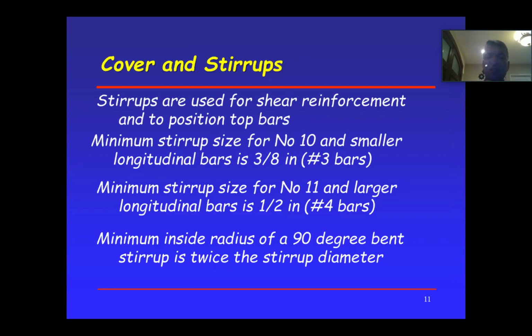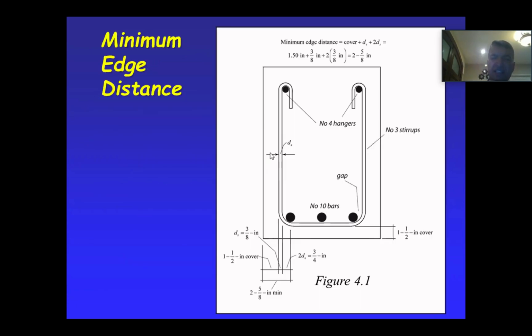Minimum inside radius of a 90-degree bend is twice the stirrup diameter. We don't focus on that. He's saying what is the minimum radius of this bend. They just bend it. They just bend it 90 degrees. We don't care about radius.